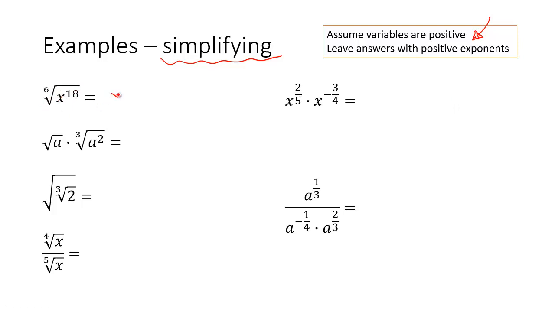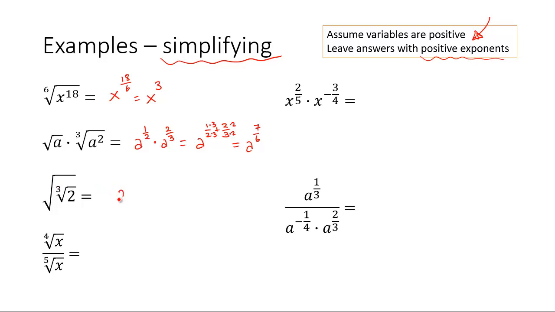So here, this is actually x to the 18 over 6, which is x to the 3, and that's it. Here we've got a to the 1/2 times a to the 2/3. Remember, we add our exponents when we multiply, so that's gonna be 1/2 plus 2/3, but when we add fractions, we need common denominators. Turn these both into 6. So we've got 3/6 plus 4/6 is 7/6. So here it says to answer with positive exponents, so we can leave it like that.